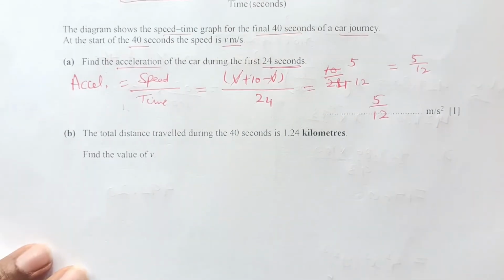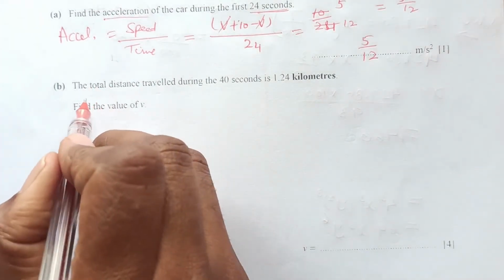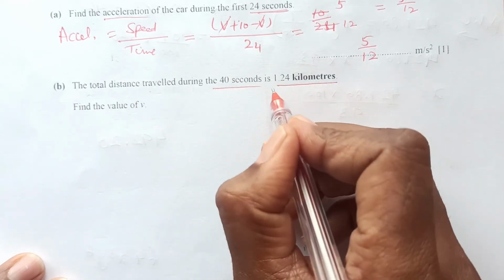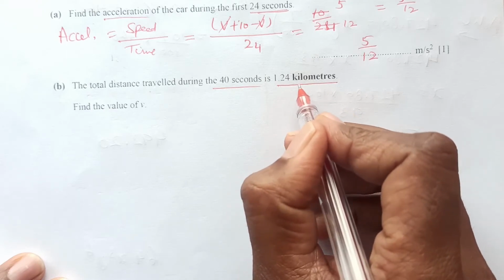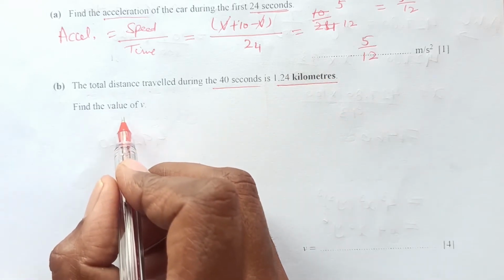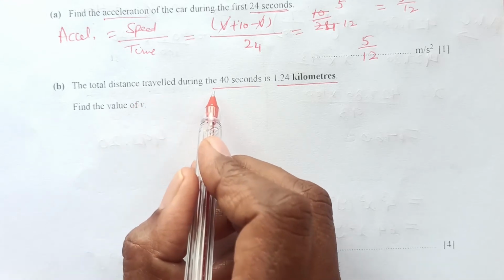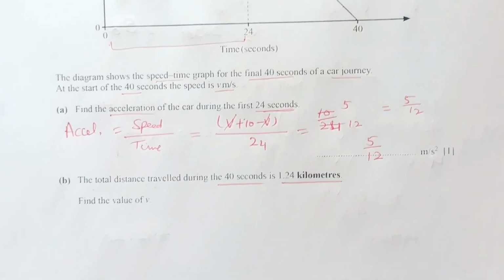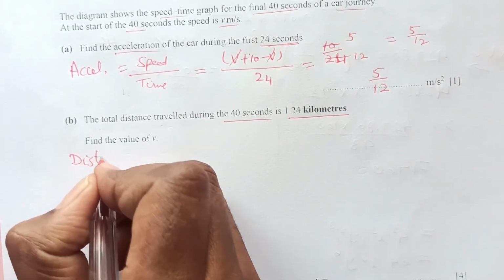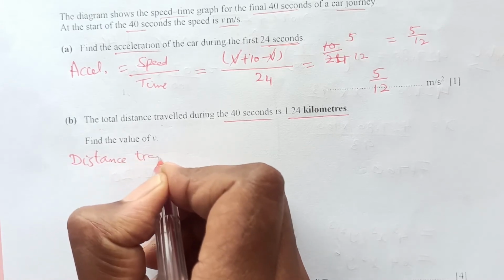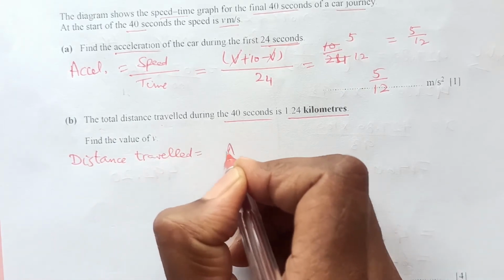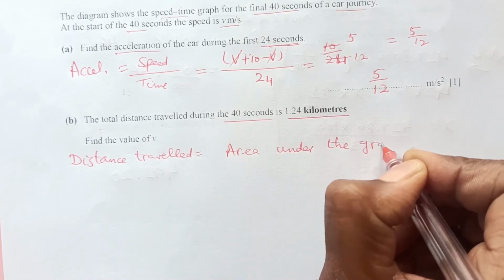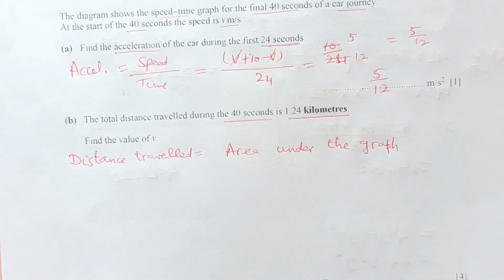Right? Now part B. The total distance traveled during the 40 seconds is 1.24 kilometers. Find the value of v. So the distance traveled, now we know that distance traveled is equal to the area under the graph, right? So this is the area under the graph.